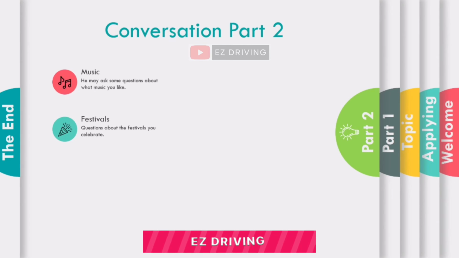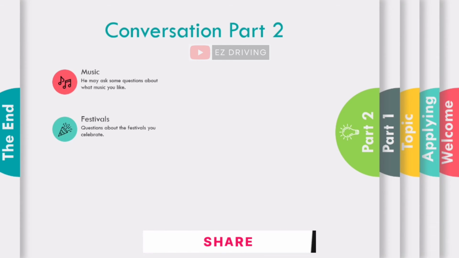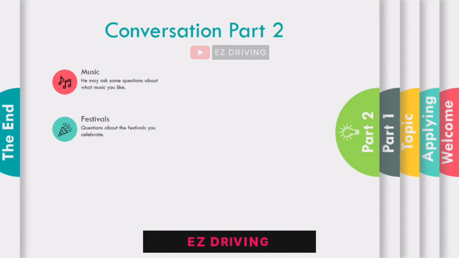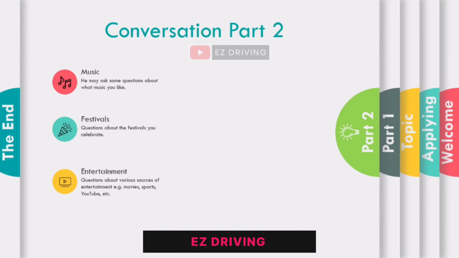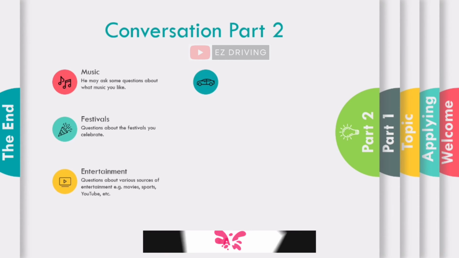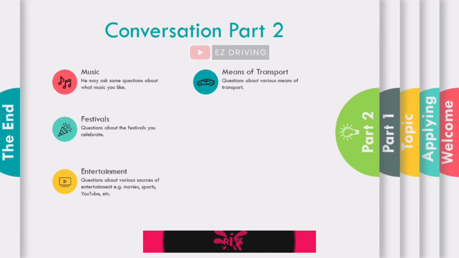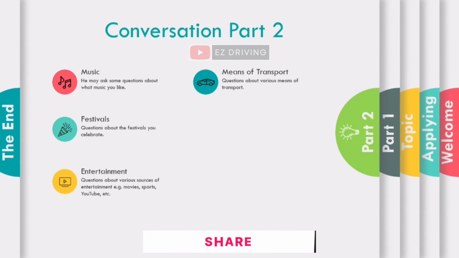He may ask questions about the festivals that you celebrate because different people celebrate different festivals depending on their religion or their country. Next up is entertainment. He may ask questions about various sources of entertainment like movies, sports, YouTube, etc. What type of entertainment you enjoy the most. Next up is means of transport. He may ask questions about various means of transport and which one do you like the most.